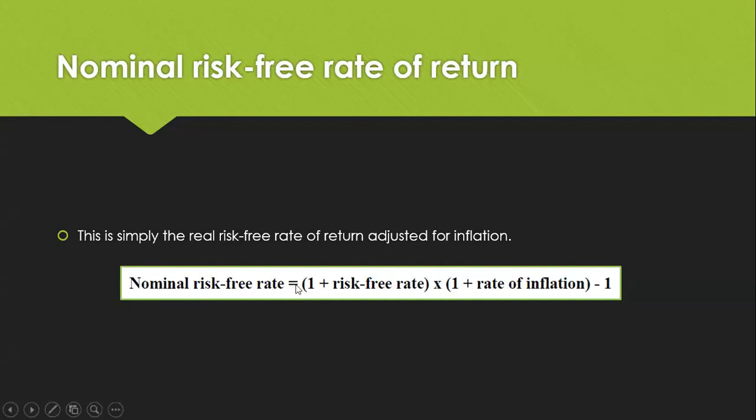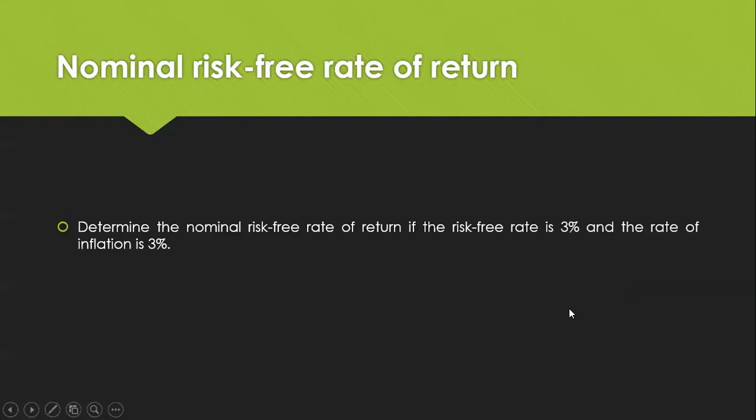Nominal risk-free rate is equal to 1 plus the risk-free rate, this is the real risk-free rate, times 1 plus the rate of inflation, then minus 1. Again, nominal risk-free rate is equal to 1 plus real risk-free rate, times 1 plus rate of inflation, then minus 1.